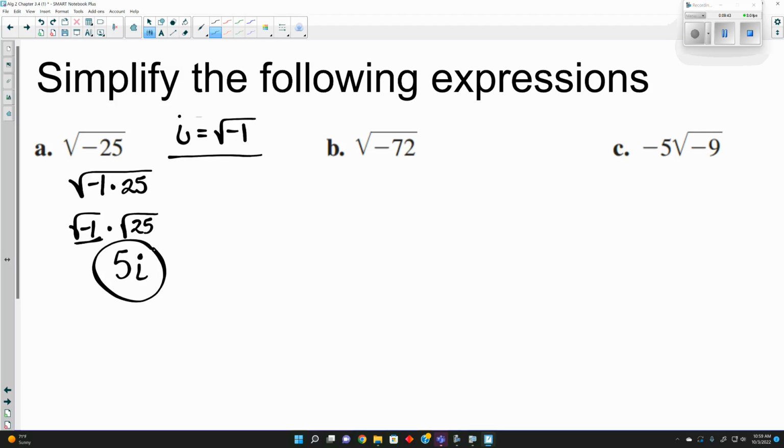Because whenever we have a negative inside a square root, it's going to come out as i.